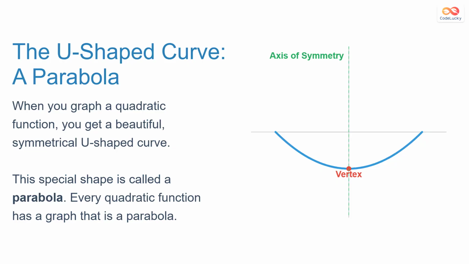When we plot a quadratic function on a graph, it forms a symmetrical U-shaped curve. This specific shape has a name, a parabola. Every single quadratic function, when graphed, will result in a parabola. Important parts of the parabola are its turning point, called the vertex, and its line of symmetry.